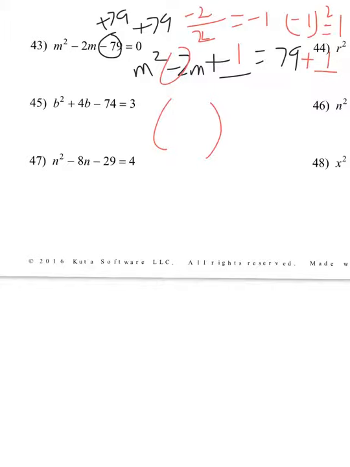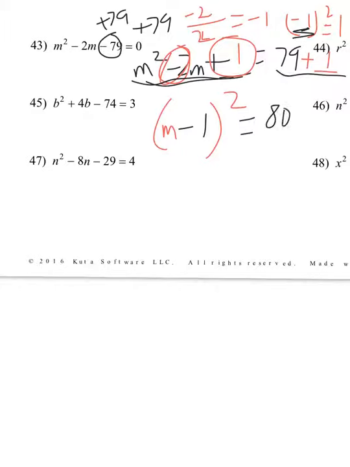Now if you think about what I said on the last example, what goes in here? Well, I have the m, and whatever half of this negative 2 is, which is this number right here, negative 1, that's what's going to go in there. Because if I did m minus 1 squared, m minus 1 times m minus 1, I would get this trinomial for an answer, or this would factor into that. And then on this side I have to combine my 79 and 1, which is 80.